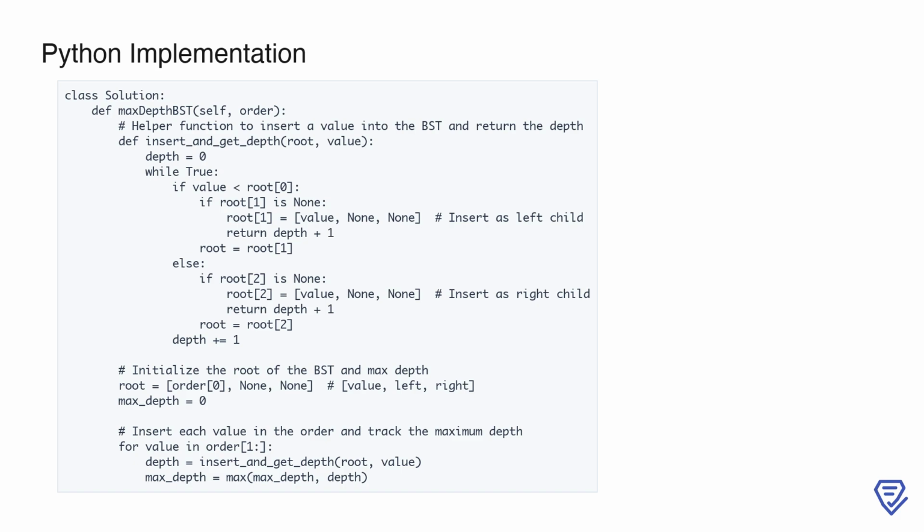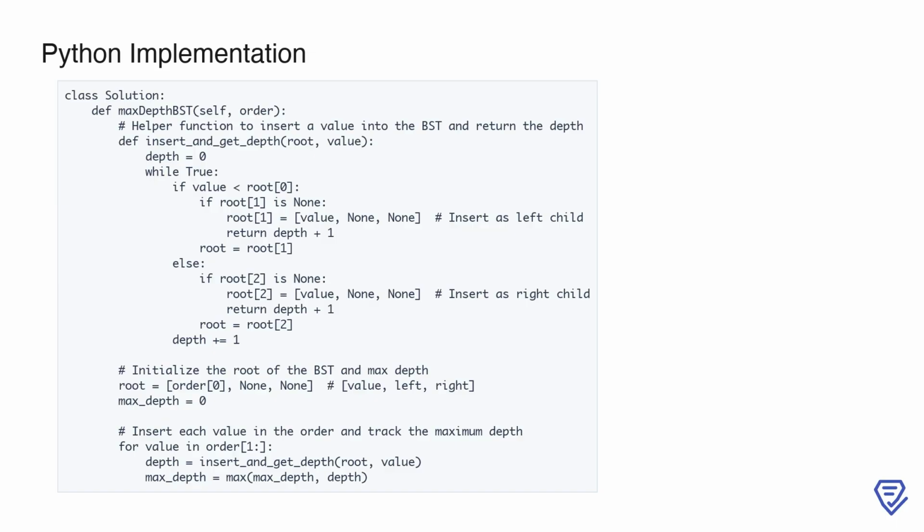If the value being inserted is less than the current node's value, we check if the left child exists. If not, the value is inserted as the left child, and we return the depth incremented by 1. If the left child exists, we move to the left subtree and continue.